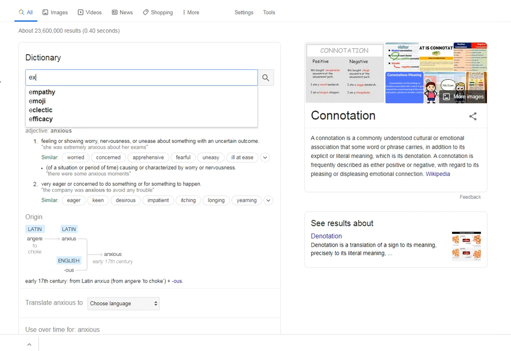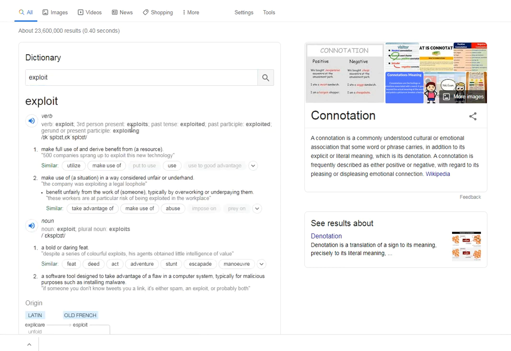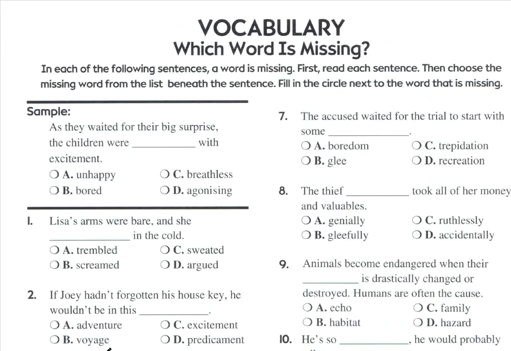Another word I can think of off the top of my head would be something like exploit. As a verb, see, it can still be positive: make full use and benefit. But then there's another, make use in a way considered unfair, right, to exploit someone. And then as a noun, it's a bold or daring feat. So it's a really complex word that basically has three different forms of usage with three very different connotations. So you really have to read the context, the circumstances surrounding the word exploit, to be able to understand it.